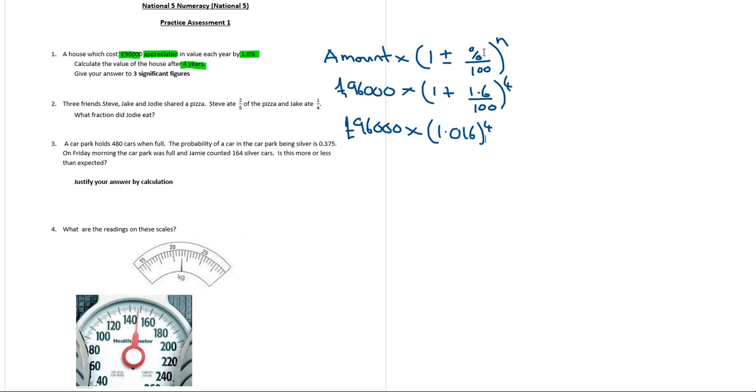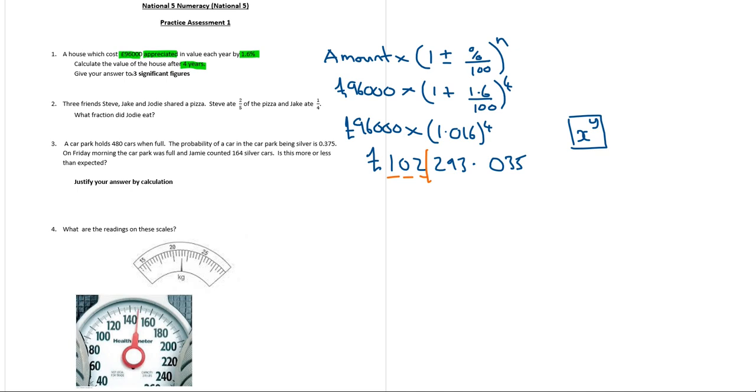So 96,000 multiplied by bracket 1.016, and that's to the power of 4. And the to the power of button probably looks like this on your calculator. So I've ended up with 102,293. I'll just write a few decimal places. Okay. So that's my final answer unrounded, and it's to be to 3 significant figures. So there's 1, 2, 3 significant figures.